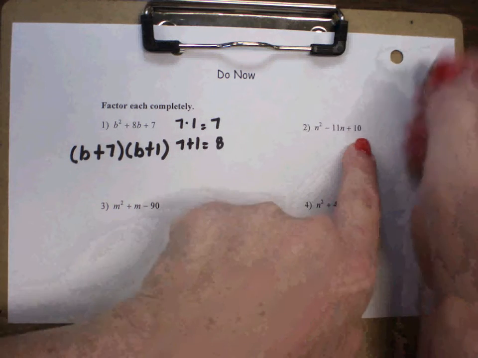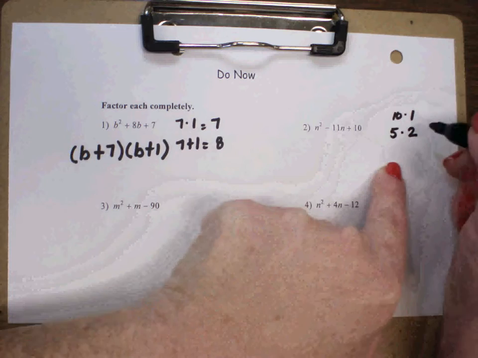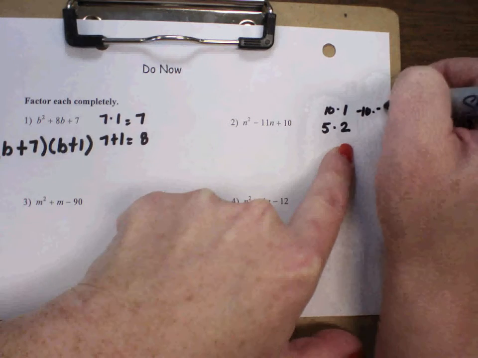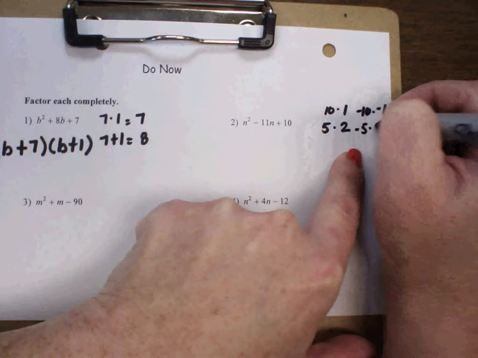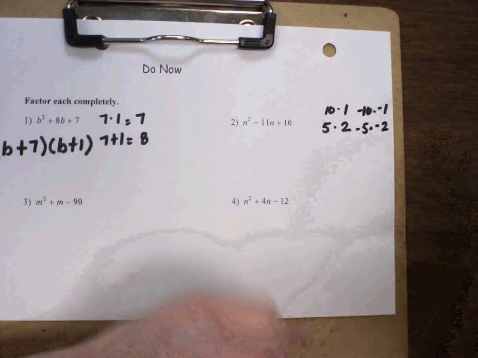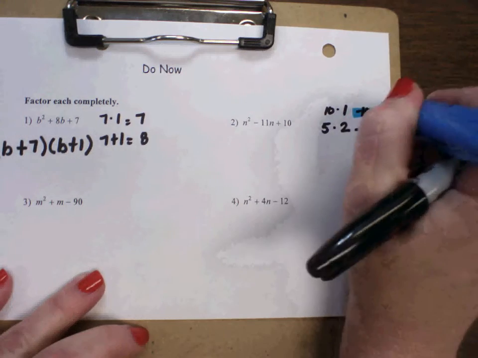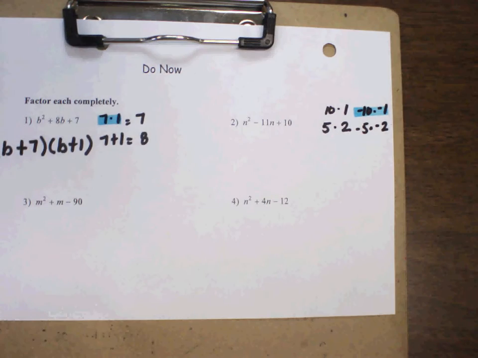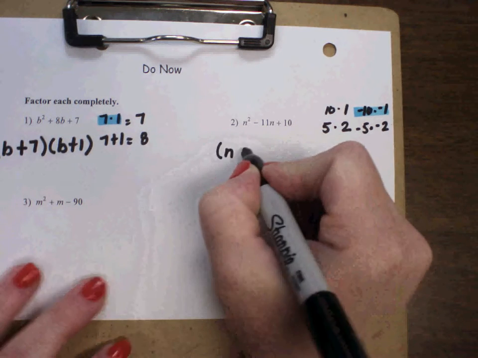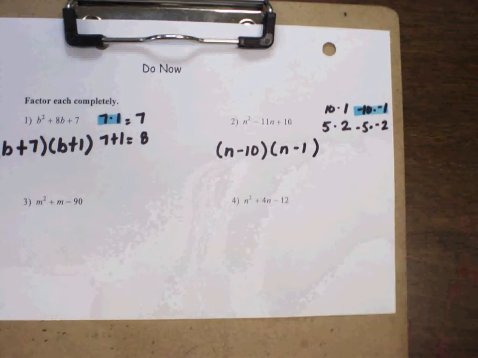All right, so multiply to 10. That would be 5. Yeah, and I could also have them negative, right? I could have negative 10 and negative 1, and negative 5 and negative 2. I could have either one. But it needs to add up to negative 11. So these two. There you go. So negative 10 and negative 1, correct? All right, so this would be n minus 10 and n minus 1.